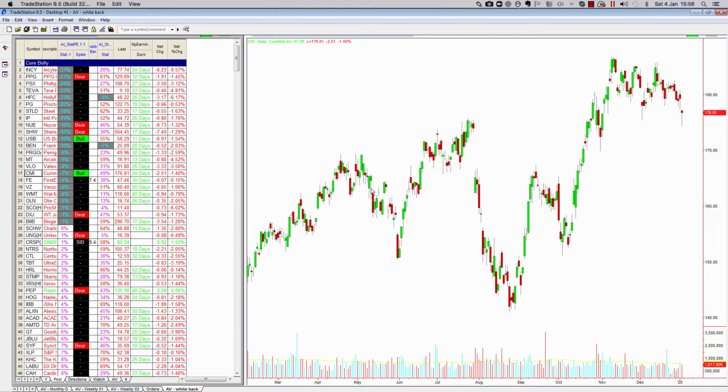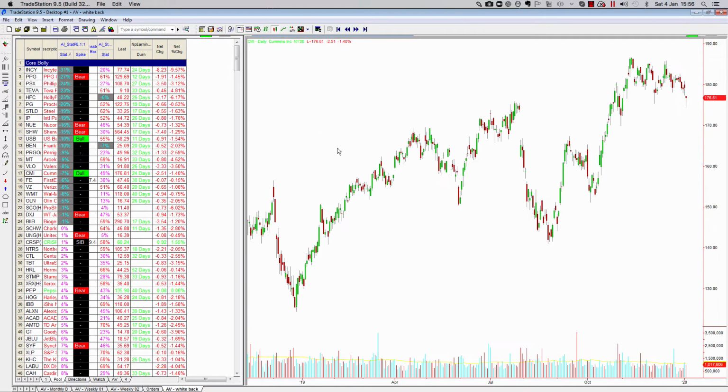Now, as I'm looking at this chart, let me just put, there we go. So we've got 12 to 15 months. So we've got 12 months in view there.